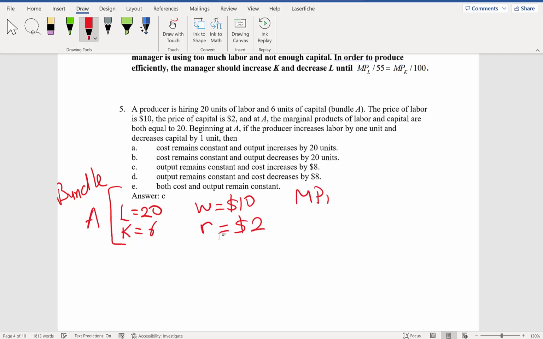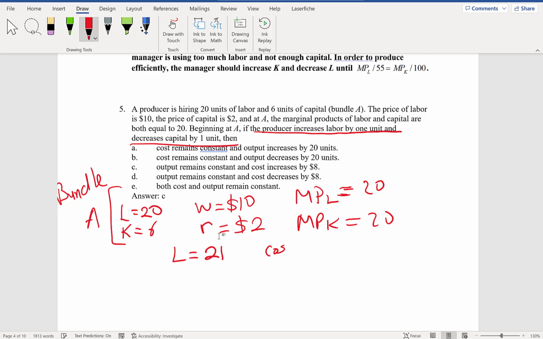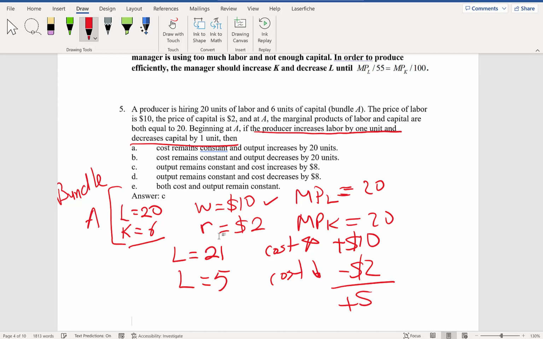Marginal product of labor and marginal product of capital, both of them are 20 units. That means the last unit of labor and capital actually contributed the same. Beginning at point A, if the producer increases labor by 1 unit and decreases capital by 1 unit, so we're increasing labor to 21, cost is going to increase by the wage rate, so cost increased by $10. And when you fire capital, decreasing capital from 6 to 5, cost will go down by $2. So it's negative $2. So the cost is increasing for sure by $8.